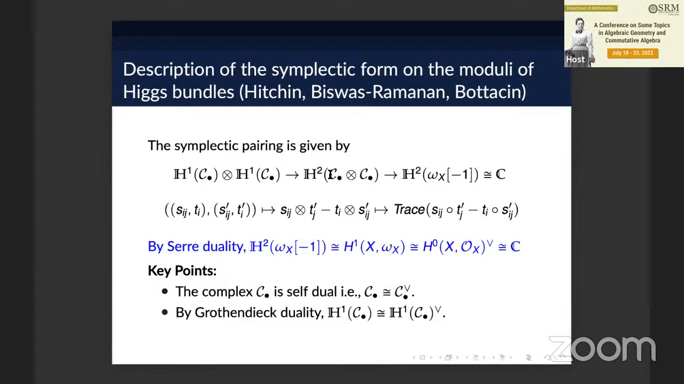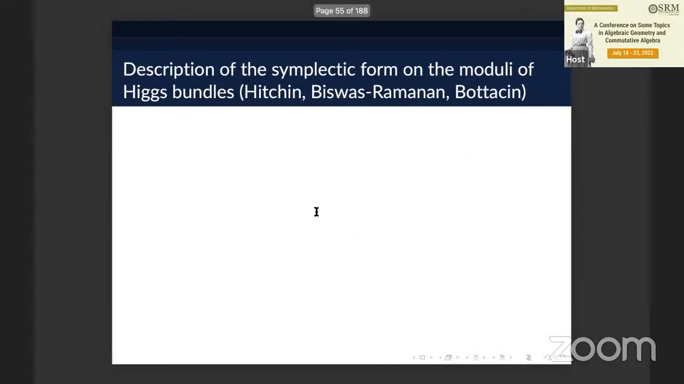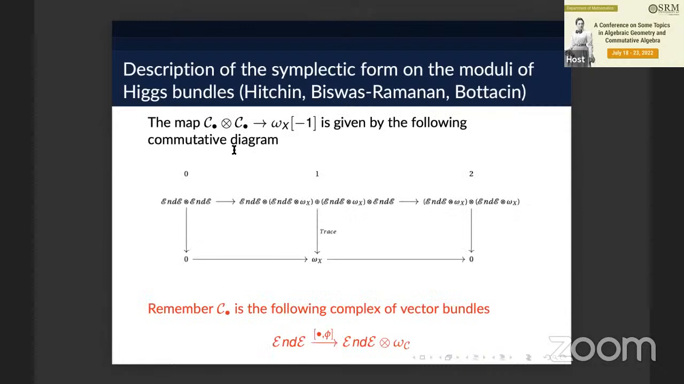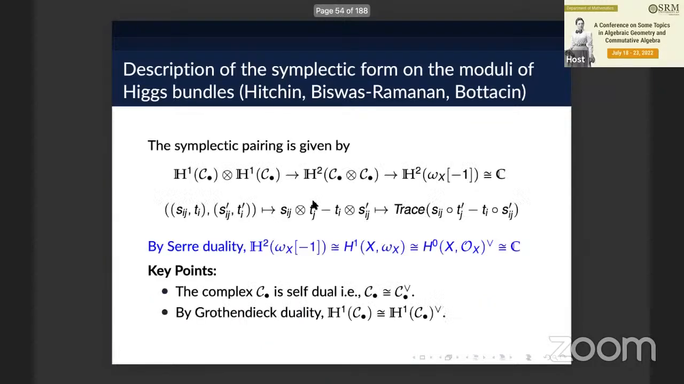So, the only thing I haven't described is what this map is. To see this map, one can take the tensor product of the complex with itself, and then there is a natural trace map here which defines this map. So this is the key point, I think, behind the symplectic pairing on the moduli space of Higgs bundles.